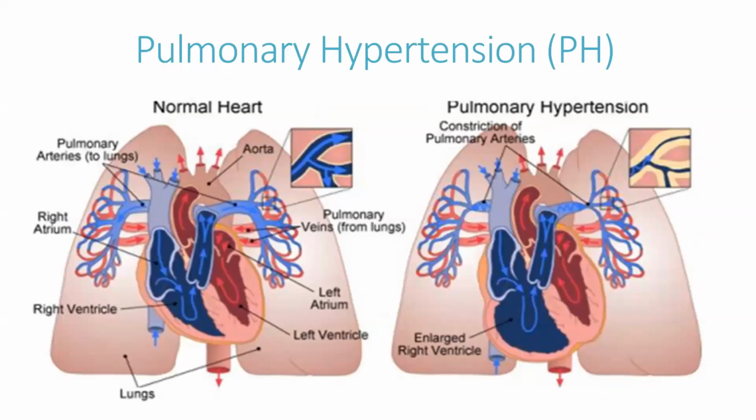Pulmonary hypertension, defined by your MedSurg book, is characterized by elevated pulmonary artery pressure and secondary to right ventricular failure. In the picture on the left, the normal heart, the biggest thing I want you to see here is the right ventricle. In the right ventricle going to the lungs, we have that pulmonary artery taking that deoxygenated blood over to the lungs to pick up its oxygen.